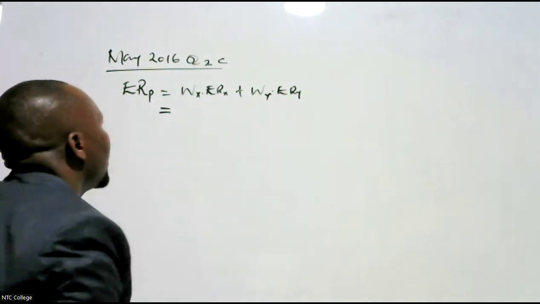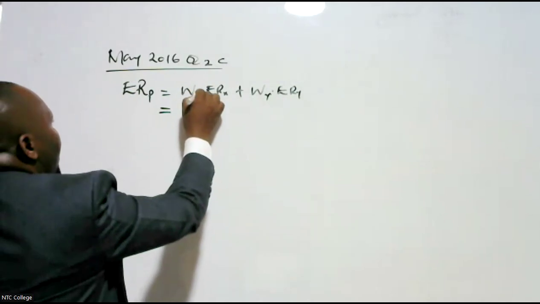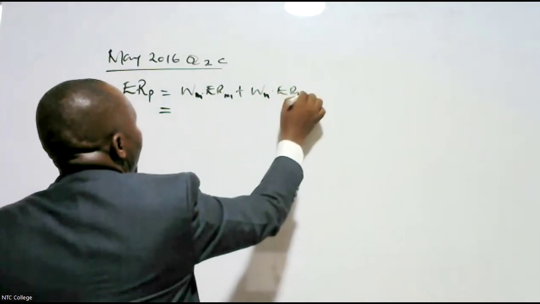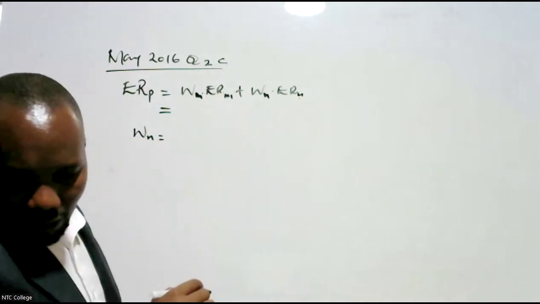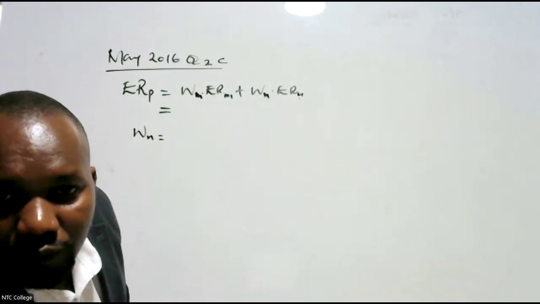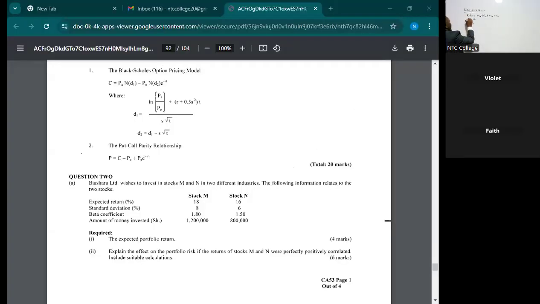So we need the weight. In this case we have M and N. So weight for M is 1200 over the total.